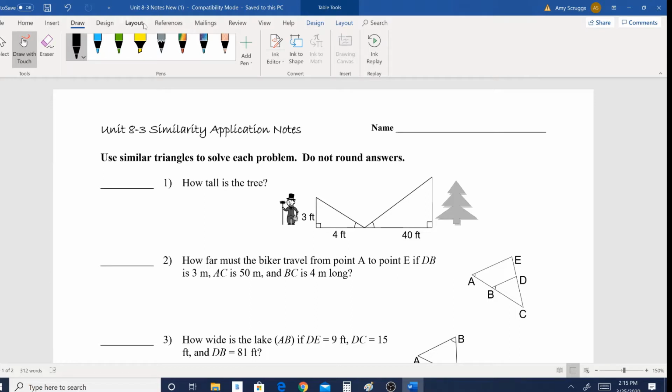So, let's just set this up. If you had a 3-foot leprechaun right here, and he cast a shadow of 4 feet, and you had a similar situation happening with a tree that cast a 40-foot shadow, how tall is the tree?